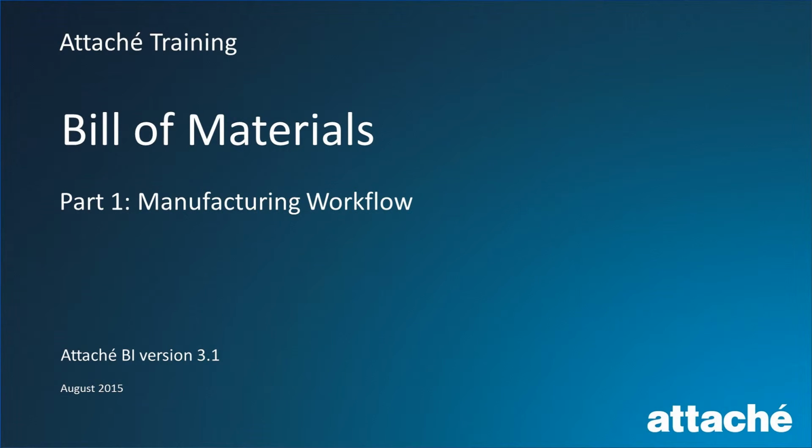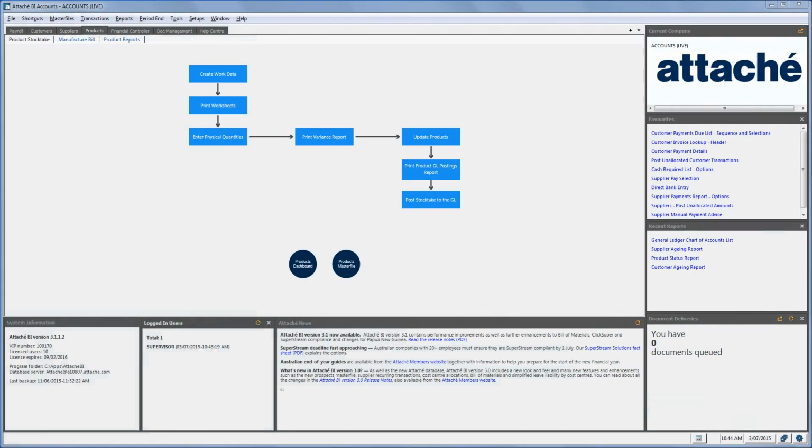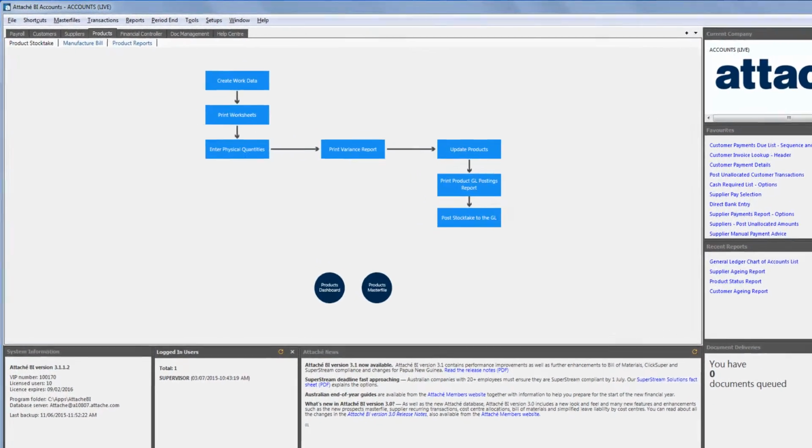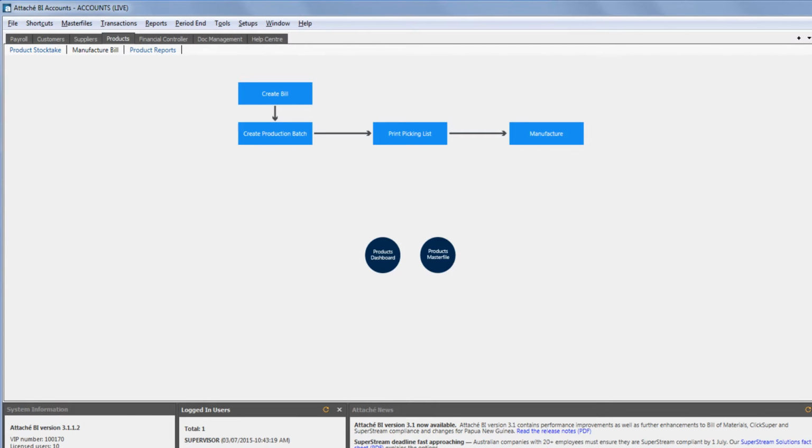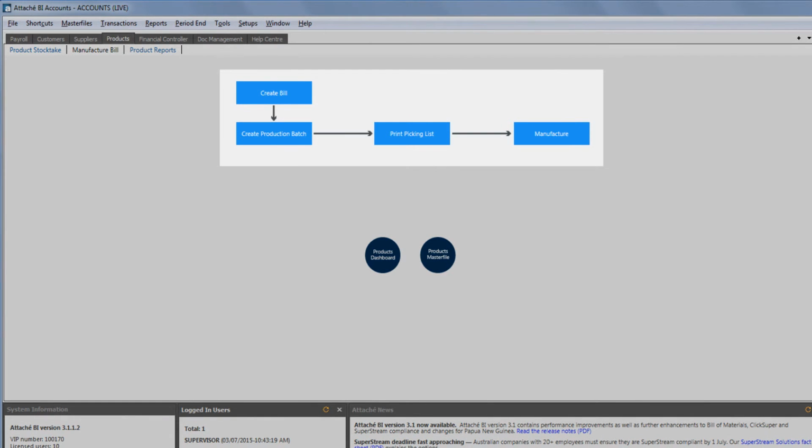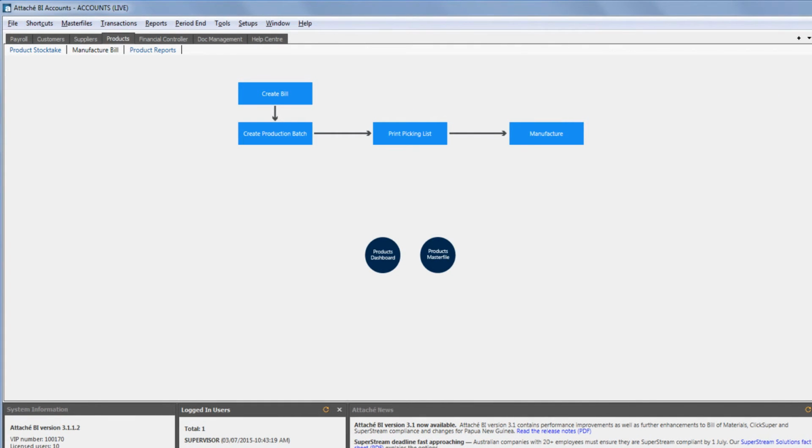A manufacturing bill workflow has been added to the Products tab on the Attaché desktop. This provides ready access to the product inquiry, the Clearview Products dashboard, and 4 commonly used bill of material tasks: create bill, create production batch, print the picking list, and manufacture.